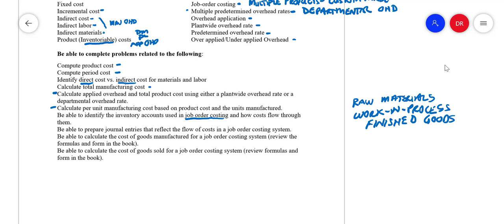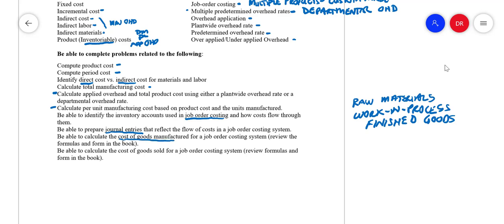The journal entries we did in Chapter 3, you'll need to know those. They reflect the flow of cost in a job order system. And there is an example in the multiple choice review where you have to identify the correct journal entry. Be able to calculate the cost of goods manufactured.